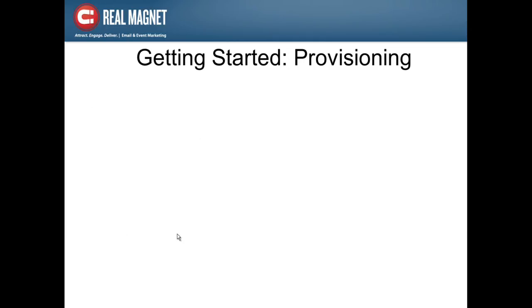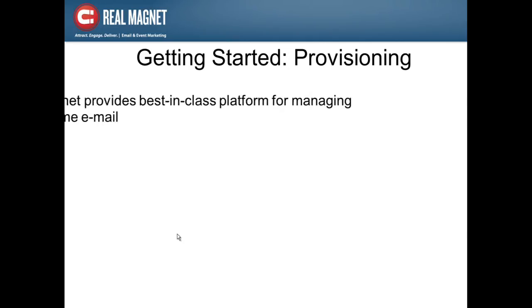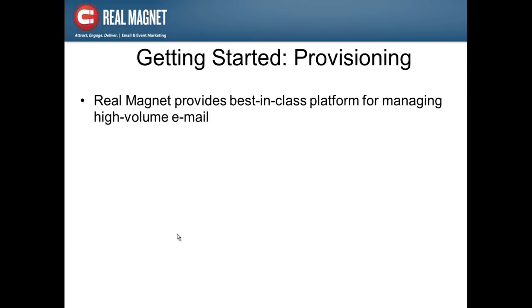Provisioning is the first step in getting started with high-volume email. Real Magnet provides the technical platform that you need to manage frequent high-volume email. And when I say high-volume, I mean more than a few hundred recipients. If you've ever tried to manage a list of even that very small size on a desktop application like Outlook, you probably know how quickly that task can become cumbersome to manage. You, as the sender, provide the recipients, the content of your email messages, and the marketing strategy.